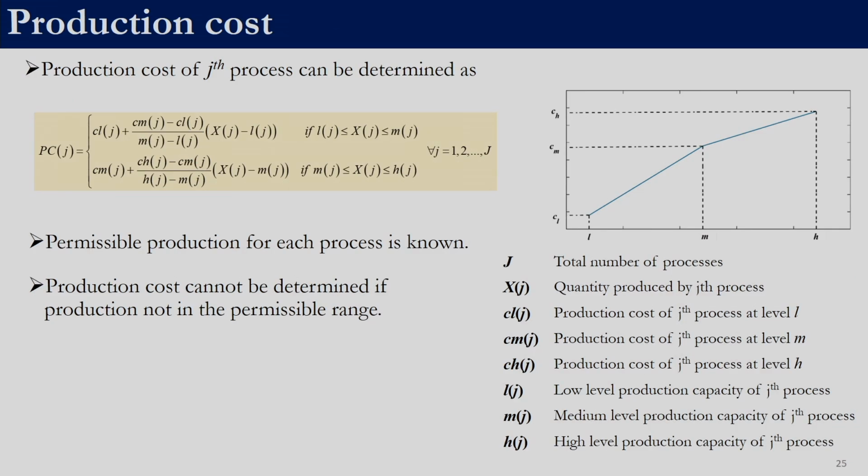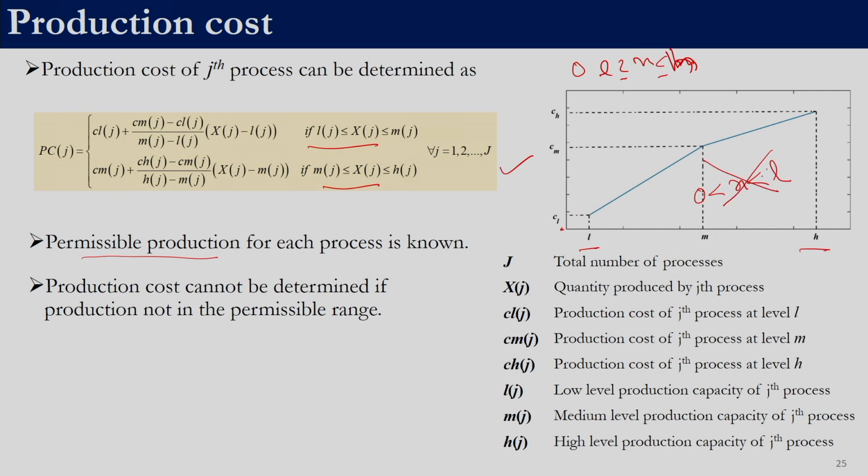Now let us see how to calculate the production cost. These are the two equations which we had discussed. If a production is permissible, so what do we mean by permissible? It is 0, or greater than or equal to L and less than or equal to H. So it can be 0, but x cannot be greater than 0 and less than L. This is not permissible.